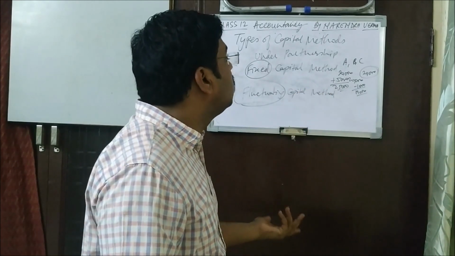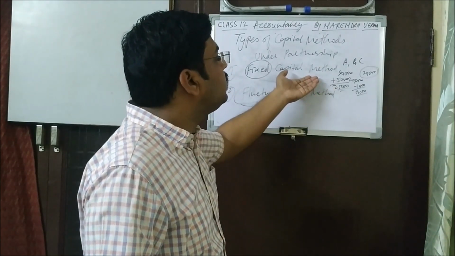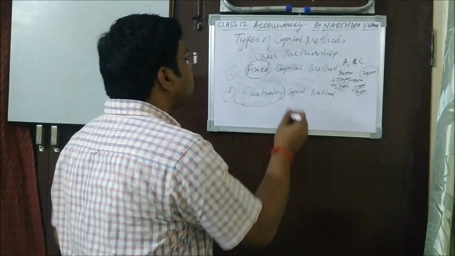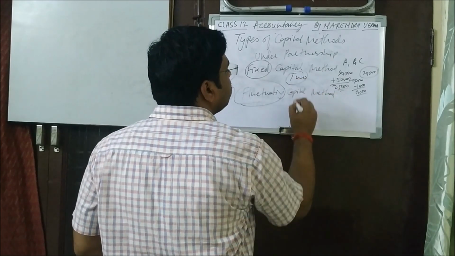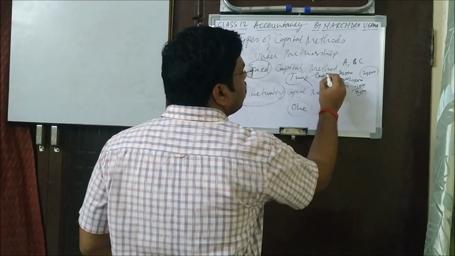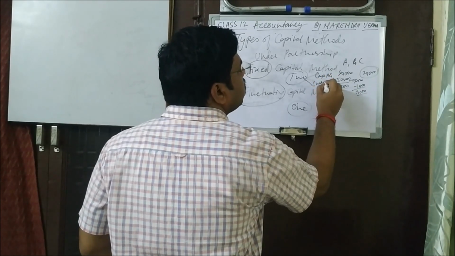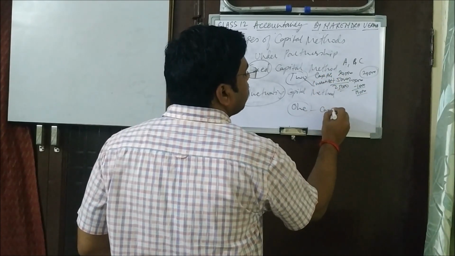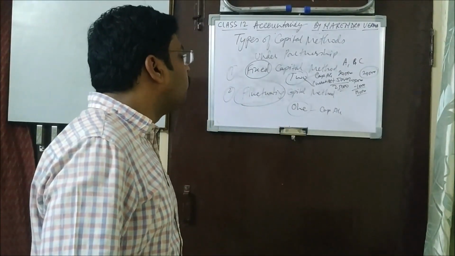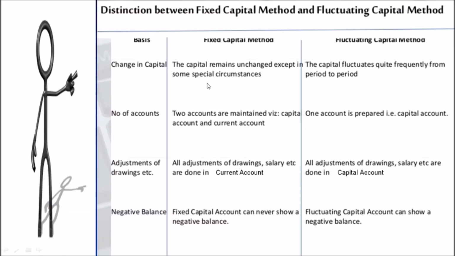Now the question arises, where will the adjustment happen in that case? For the adjustment, we have a separate account, that is current account. So under this system, we maintain two accounts, and under this system, we maintain one account. Here two accounts, one capital account and another current account, and here only a single capital account. So let's understand the difference between these two methods very minutely. Now you can see on your screen the difference between fixed capital method and fluctuating capital method.